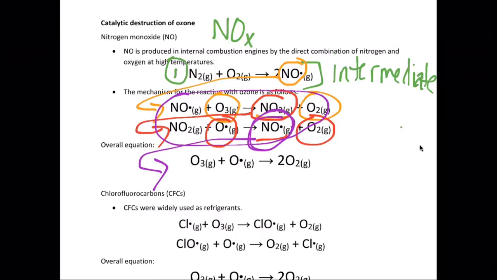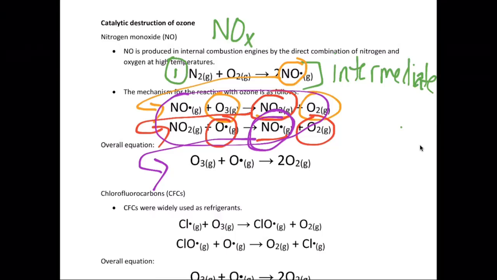And so that NO can then go find another ozone molecule to react with and do this same thing. And then it can go find another one. Once it starts, it just keeps happening. That's why it's so dangerous, because it happens over and over. And then we end up getting holes in the ozone layer because so much ozone has been destroyed.